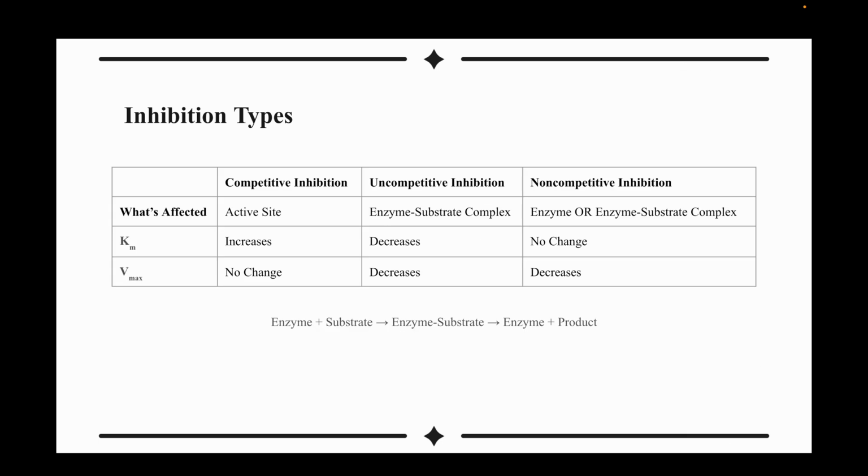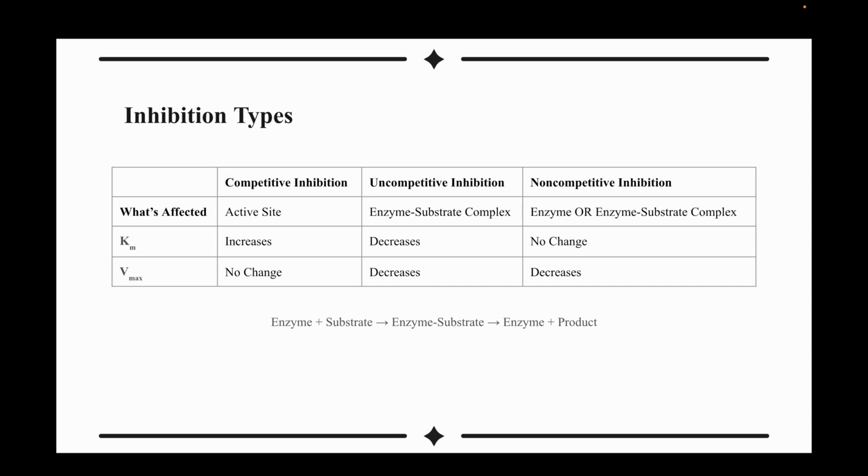Okay, I've summarized what we just talked about here. For competitive inhibition, remember the active site is affected. Competitive inhibition increases Km and does not change Vmax. With uncompetitive inhibition, the enzyme substrate complex is affected. Both Km and Vmax decrease. And for non-competitive inhibition, you can affect either the enzyme or the enzyme substrate complex. You'll have no change in Km and you'll decrease Vmax.